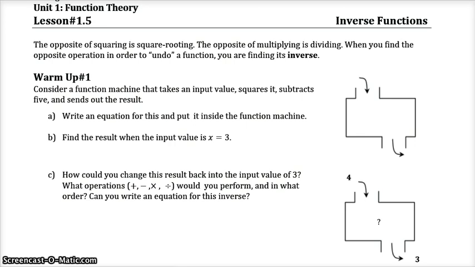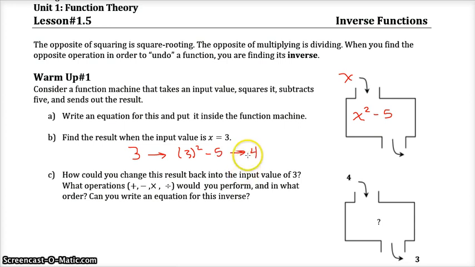So there's a function that takes an input value, squares it, subtracts 5, and sends out the result. So write an equation. We're taking an input value, it squares it, it subtracts 5, and then the result comes out. So you put in x, and it sends out x squared minus 5. Find the result when the input value is 3. So if you put 3 into this machine, we take 3 squared and, of course, subtract 5, and we will get 4 out of that machine.